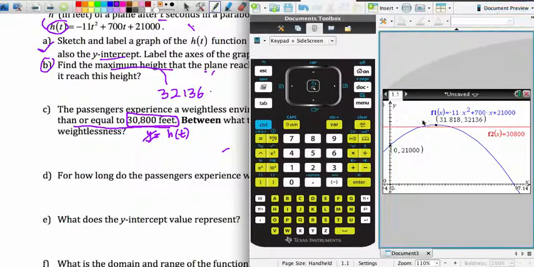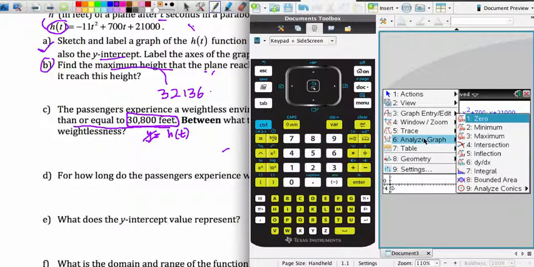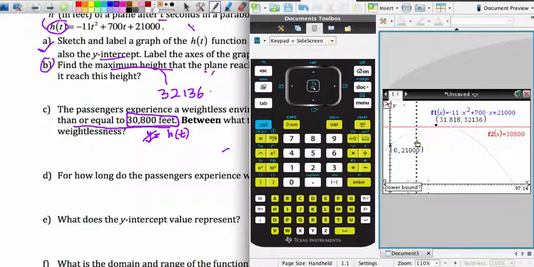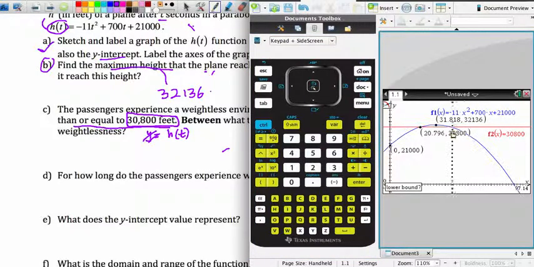And so essentially, from the point of intersection until the second point of intersection will give you the times between which the passengers are weightless. To find an intersection, we're going to use Analyze Graph, and we're after number 4, the intersection. Go to the left of the first intersection point, go to the right, there's our first one. We're going to do that again. Analyze Graph, intersection, to the left and to the right, and there we have our second intersection point.